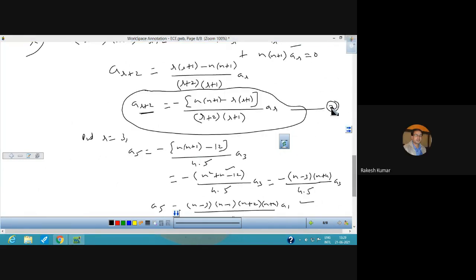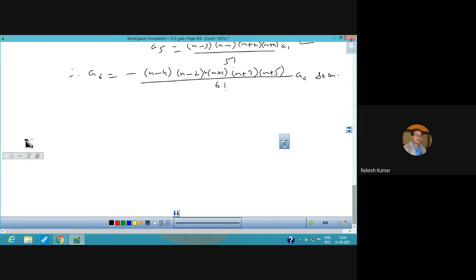रेफरेंस रिलेशन को 2 की बजाय 3 नंबर दे दीजिए. Change the number of recurrence formula. Now you can put the coefficient in 2, and you will have y is equal to a naught. कुछ coefficients a naught में है, कुछ a1 में है. तो a naught can be taken common, n into n plus 1 over 2 factorial x square, n minus 2, n, n plus 1, n plus 3 over 4 factorial into x raised to power 4.